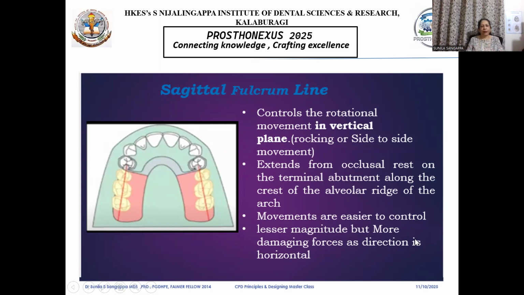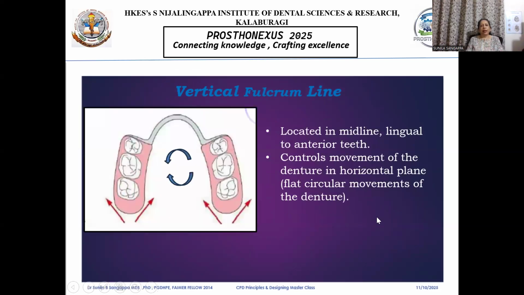horizontal direction. The next and the last fulcrum line is the vertical fulcrum line. Now, this is located in the midline, lingual to the anterior teeth, and palatal in the maxillary anteriors. This controls movement of the denture in the horizontal plane, that is, it leads to flat circular movements of the denture.